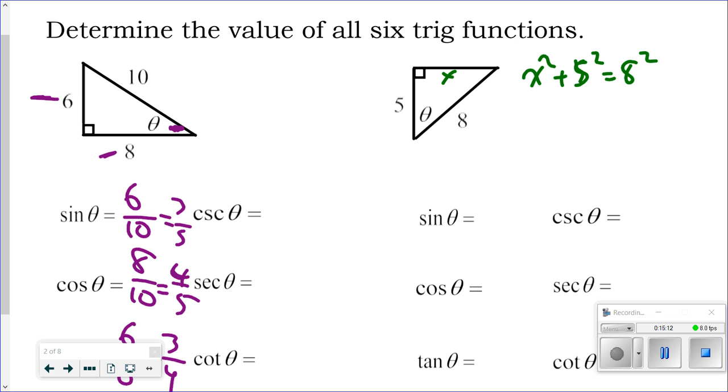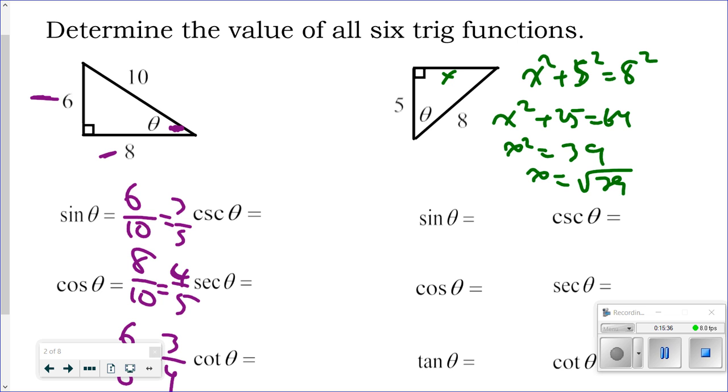So, stop doing that to me. X squared plus 25 equals 64. Subtract 25 from 64, that's 44 minus 5, 39. X squared equals 39. So x equals the square root of 39. And don't make it a decimal. Just go ahead and leave it the square root. That's fine with me. And you cannot simplify the square root of 39 because that's 3 times 13. Neither one of those can be simplified, so you're done.